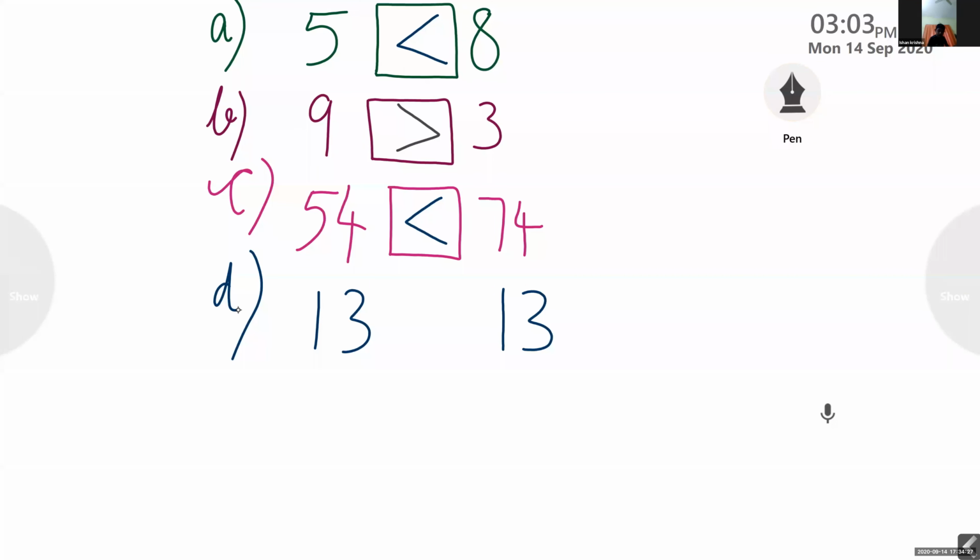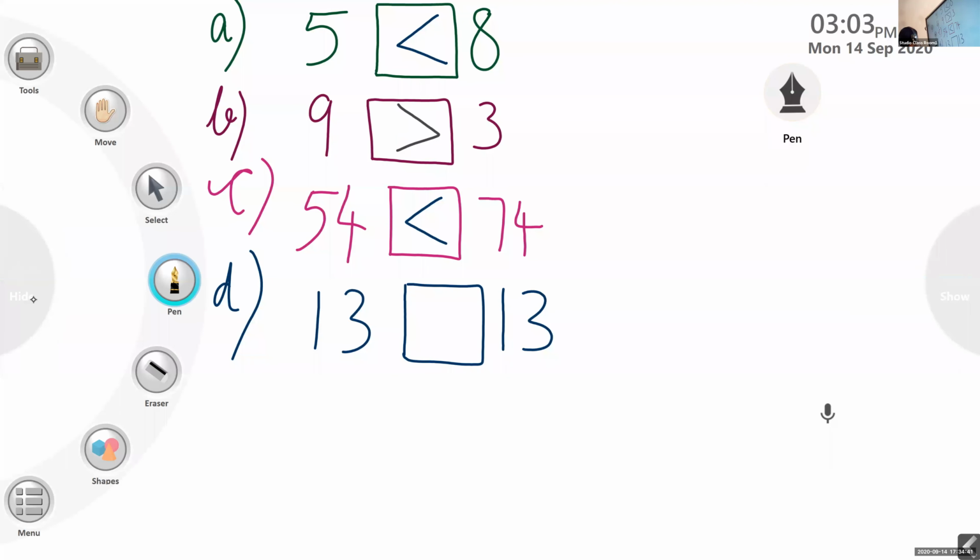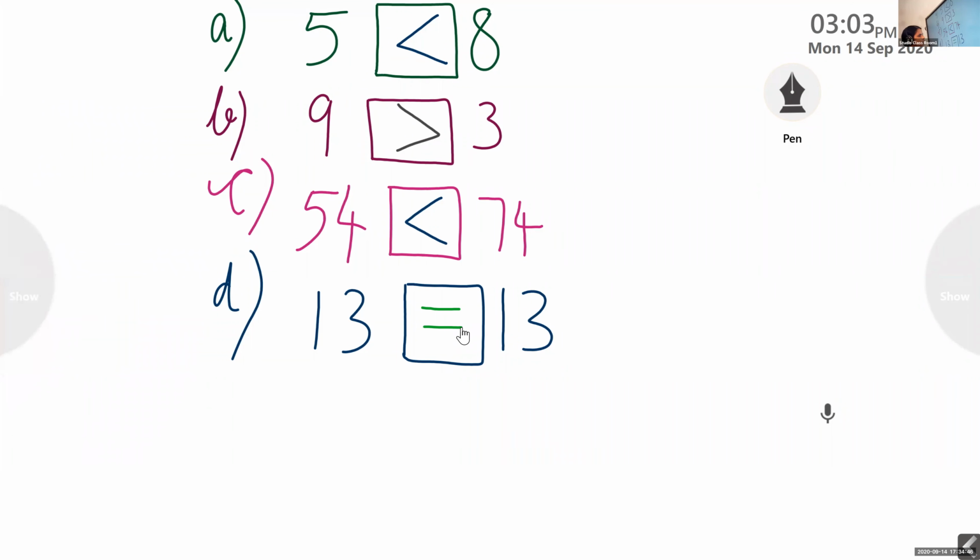Okay, Esther. Tell me, what about here? Which symbol? Is it less than or greater than or equal to? Equal to. Why is it equal to here? Both sides we have the same number. 13 is equal to 13. How will we read this? Esther, read it. 13 is equal to 13.